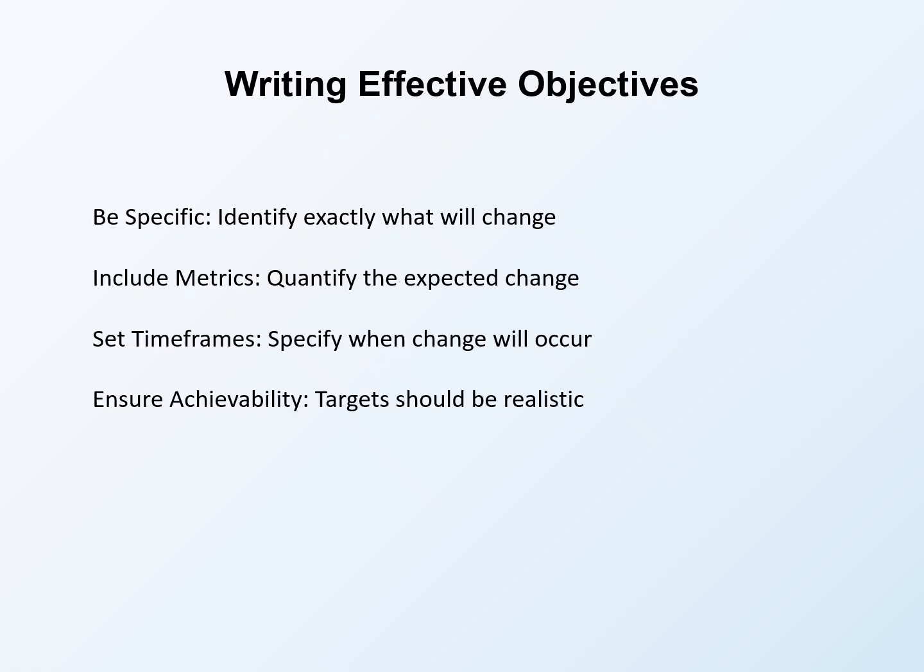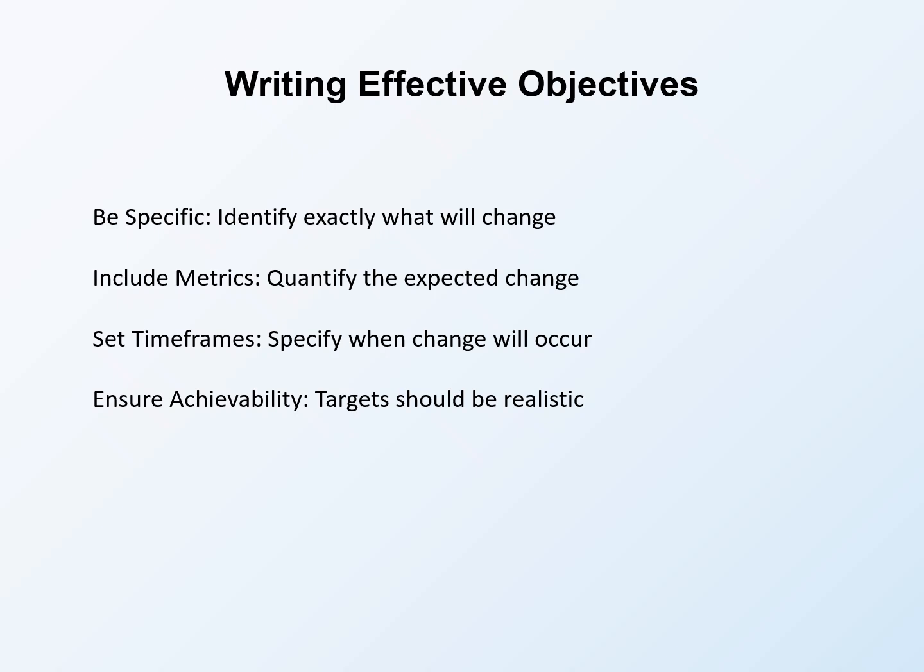Writing effective objectives requires precision. Be specific by identifying exactly what will change. Not "improve outcomes," but "increase test scores." Not "help people," but "connect 150 participants to services." Specificity enables verification. Include metrics that quantify expected change. Percentages, numbers, rates, and scores are all appropriate metrics. Without quantification, an objective cannot be measured.